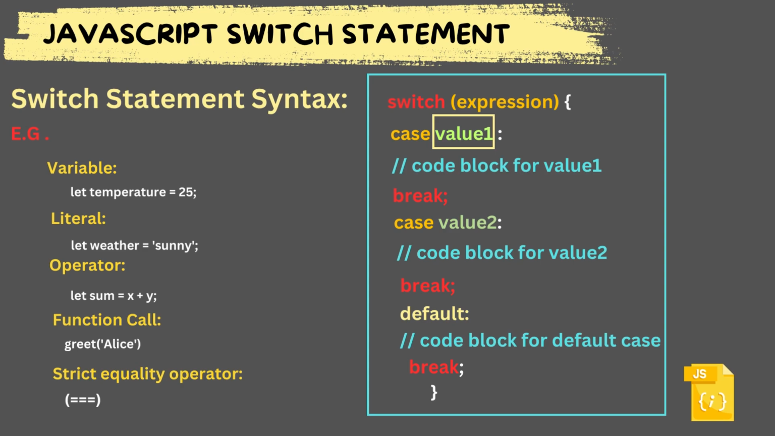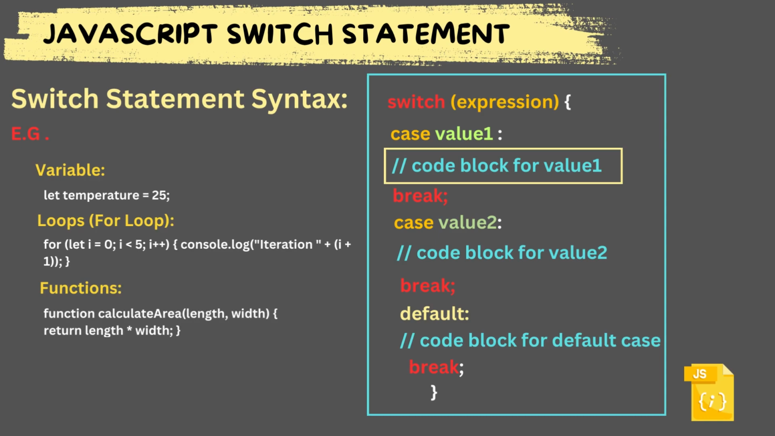Then after defining our case and a value, we need to use this colon sign, and then in here we are going to write our code block that we want to execute if this expression is equal to this case value. The code block can be empty, a single statement, or multiple statements. The code block can also contain any valid JavaScript code such as variables, loops, functions, or even another switch statement.